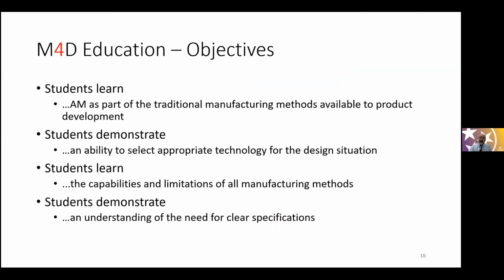The students will learn that additive manufacturing is part of the traditional manufacturing methods available to product development. Not that it's the only thing you push a button for. The goal is to get them to understand that they need to select an appropriate technology for the design situation. You don't always 3D print. Students will also hopefully learn as part of that the capabilities and limitations of all these manufacturing methods, not just additive manufacturing, but the other ones as well. Students then, the goal is to have them demonstrate an understanding of the need for clear specifications in the design process so they can make clear decisions as to which manufacturing process to design for or choose. That's my systems engineering coming out there.